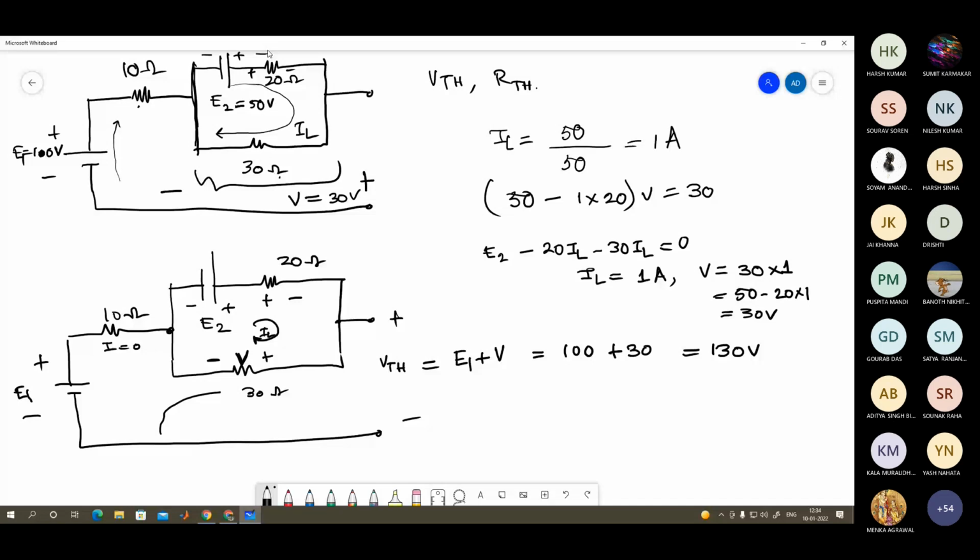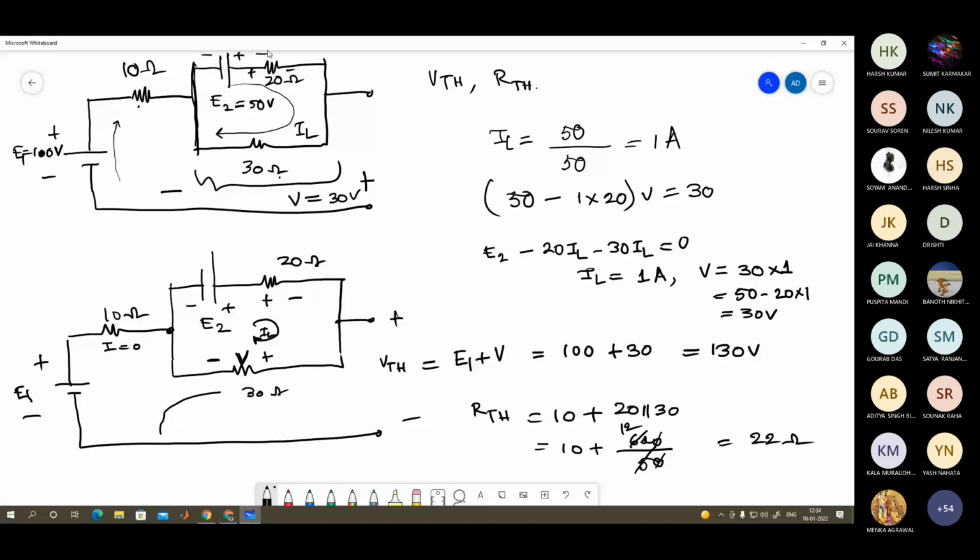That is very simple. It is 10 plus 20 parallel 30. So 10, 22, so it is 22. So that is the effective VTH for this circuit. Okay.